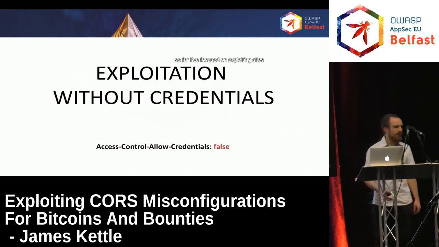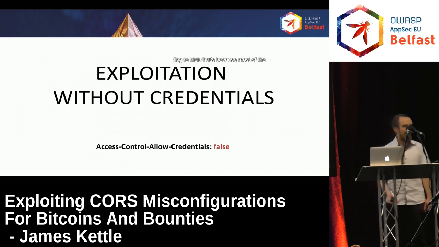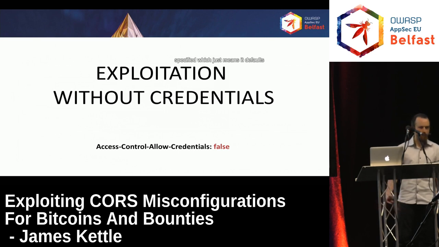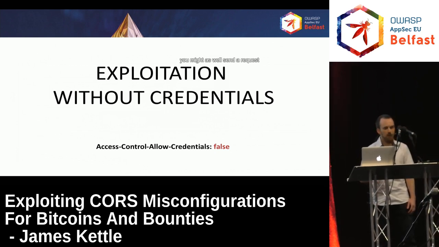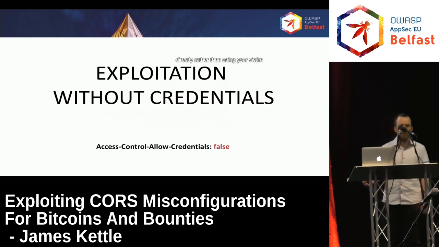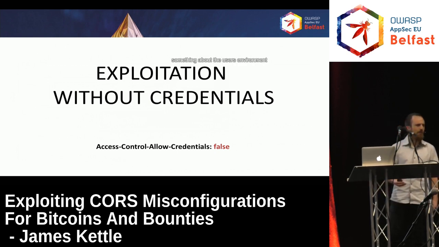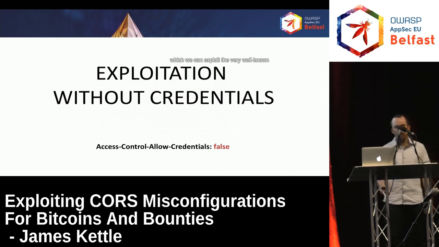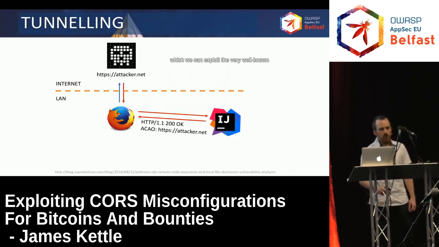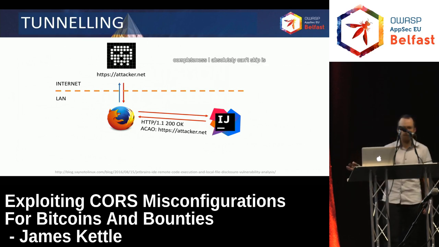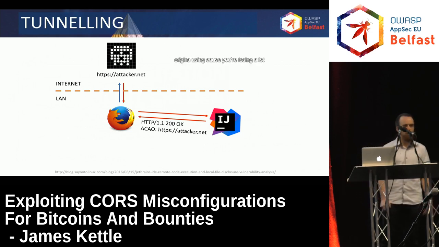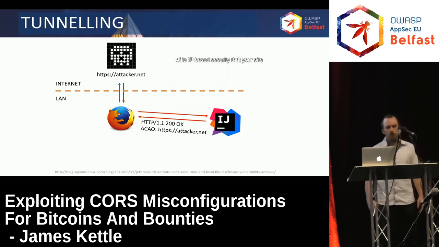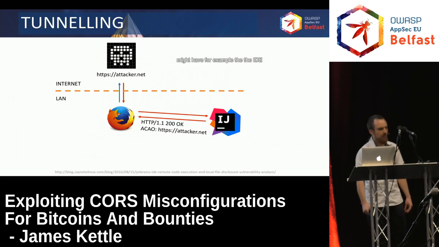Okay, so far I've focused on exploiting sites that have set the allow credentials flag to true. That's because most of the time, if this flag is set to false or not specified, which just means it defaults to false, you can't do very much, because you might as well send a request directly rather than using your victim to send it. But sometimes there's something about the user's environment which we can exploit. The very well-known case of this, which for the sake of completeness I can't skip, is that even if you don't allow credentials, if you allow access from arbitrary origins using CORS, you're losing a lot of any IP-based security that your site might have.